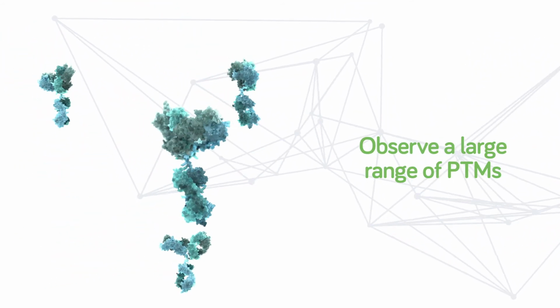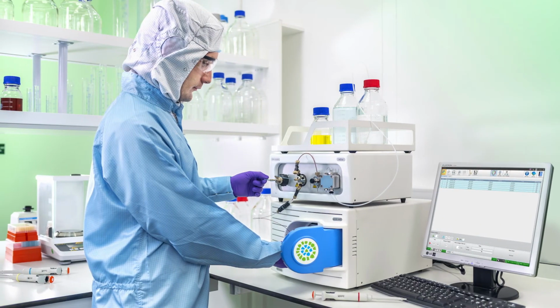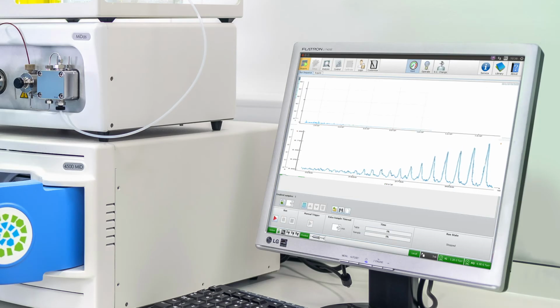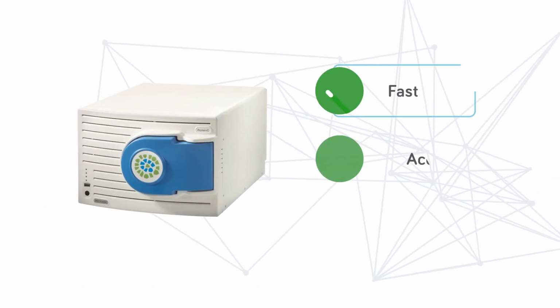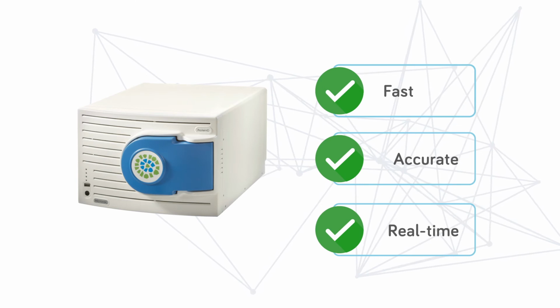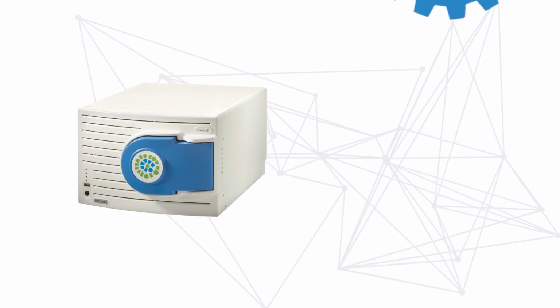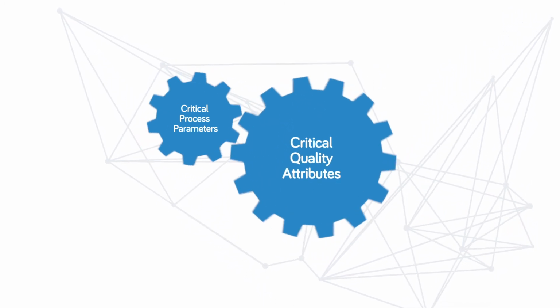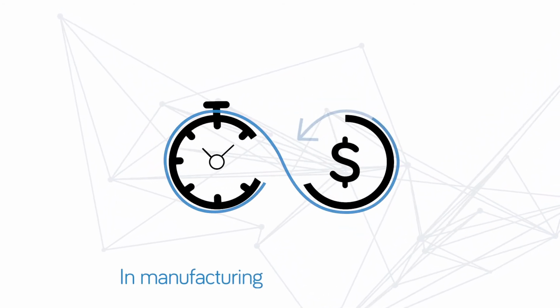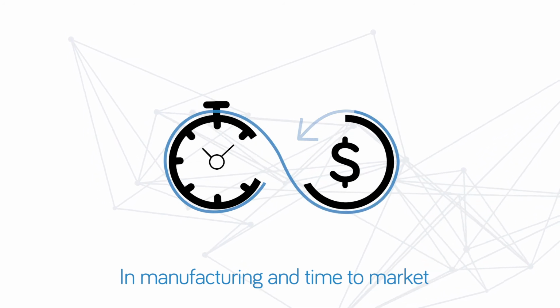And with the capability to observe protein structural changes, such as a large range of PTMs, the MiD Protein ID gives you the ability to simultaneously monitor and control your bioprocess and verify your protein product. Fast, accurate, real-time mass data of critical process parameters and critical quality attributes allows you to make decisions faster, saving time in manufacturing and also the time to market for new biologics.